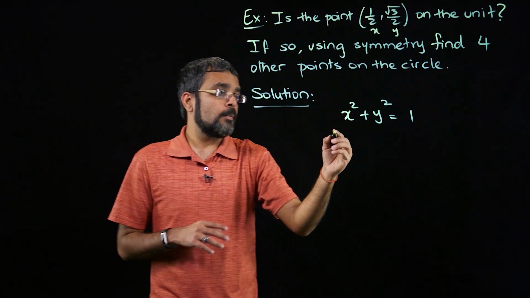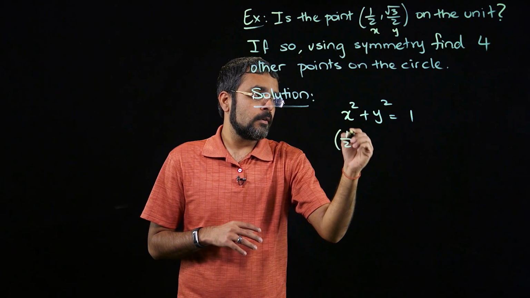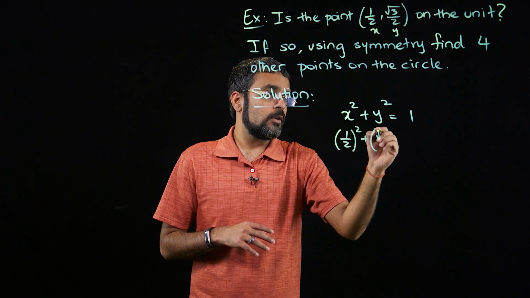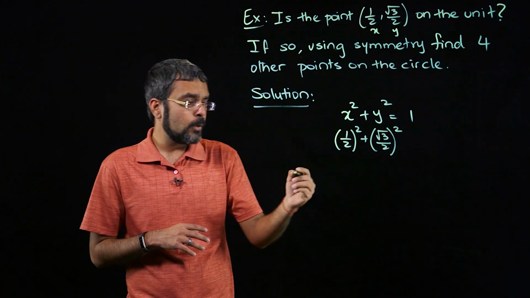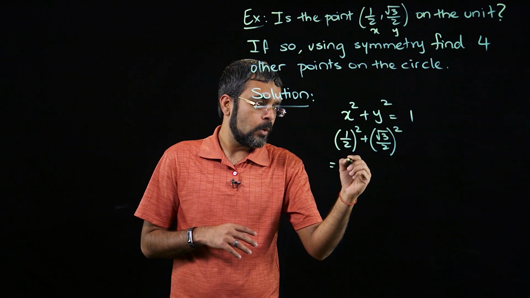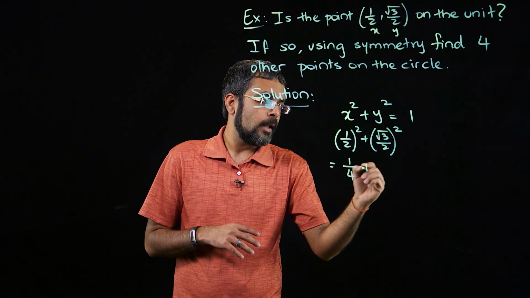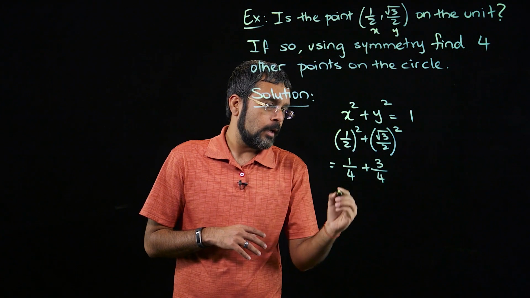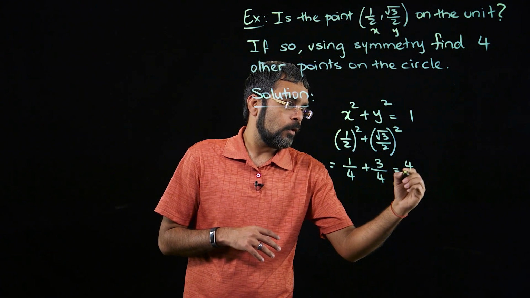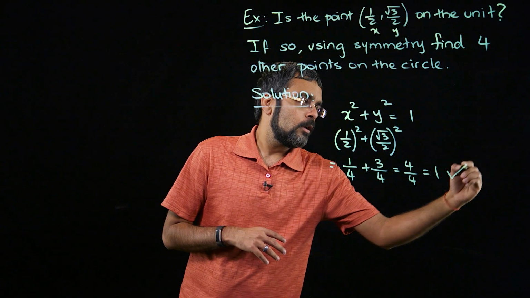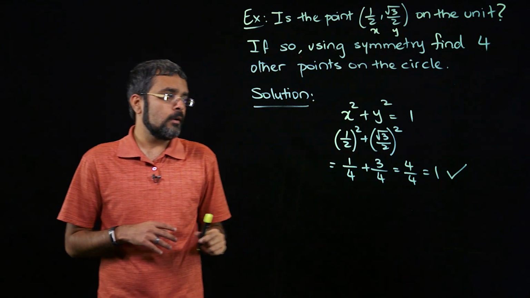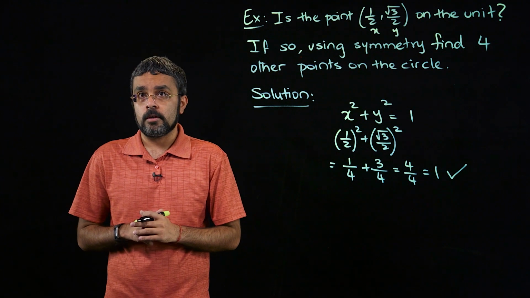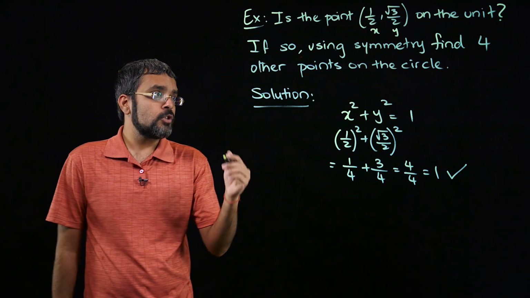So first of all, let's go ahead and put those points in. We get 1/2 squared plus √3/2 squared. Now what do I get? I get 1/4 plus 3/4, and that is 4/4, or 1. So it checks out that x squared plus y squared equals 1, which means that is a point on the unit circle.